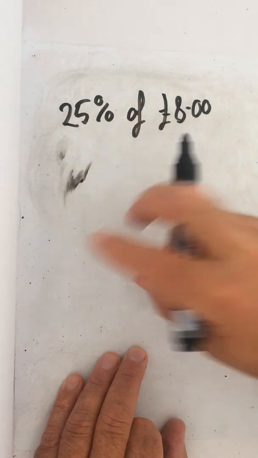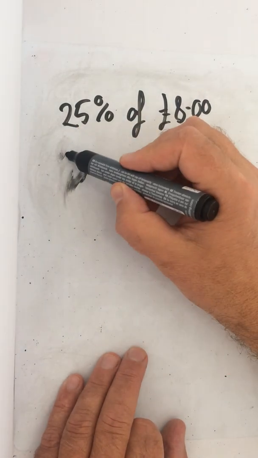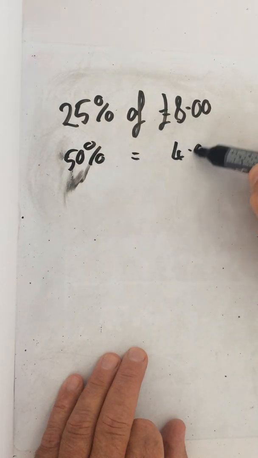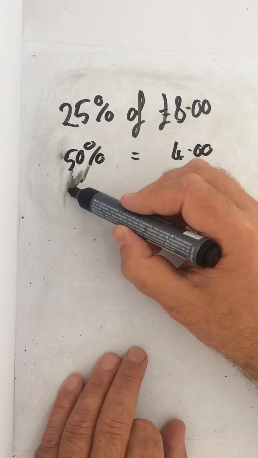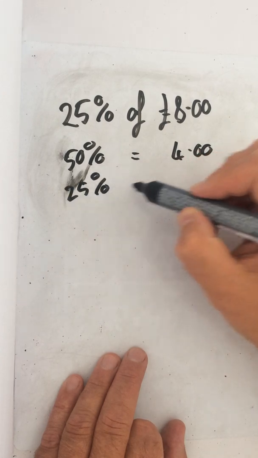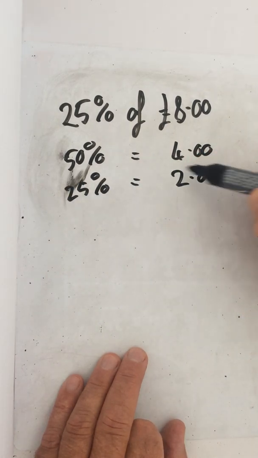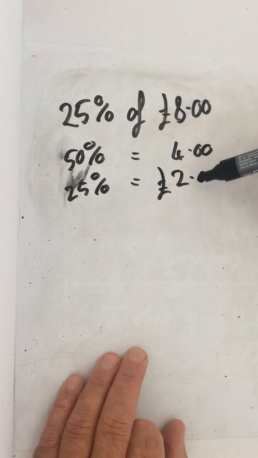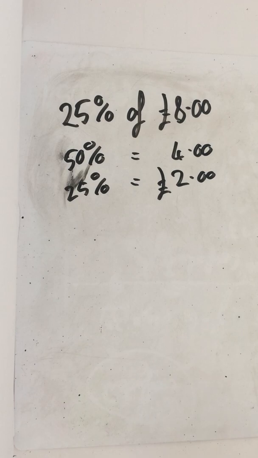Okay, so I'm going to halve this. First of all, I'll find 50%. Let's just write that down. 50% equals £4. I'm going to halve it again. So 25% would equal £2. Okay, a quarter of £8 is £2, isn't it? You're dividing it by 4.